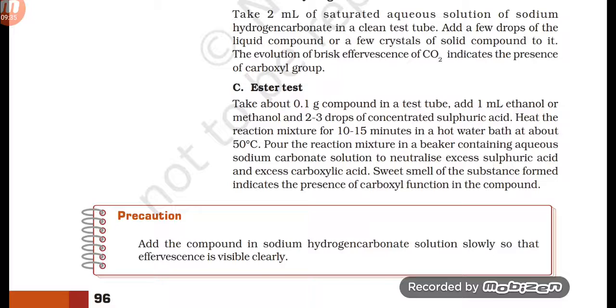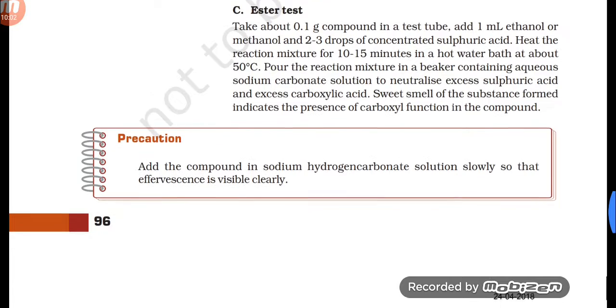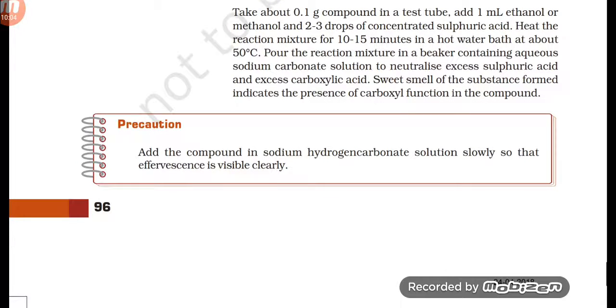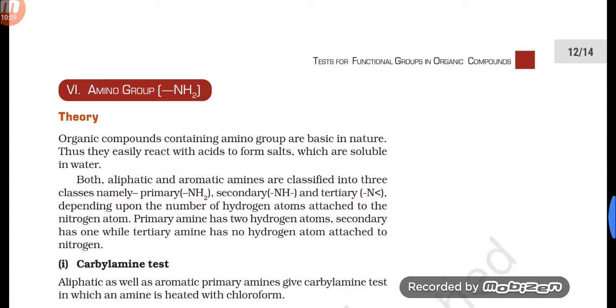Now, the ester test. Take about 0.1 gram compound in a test tube and add 1 ml ethanol or methanol and 2-3 drops of conc H2SO4. Heat the reaction mixture for 10 to 15 minutes in a hot water bath at about 50 degrees Celsius, and now pour the reaction mixture in a beaker containing aqueous sodium carbonate solution to neutralize excess sulfuric acid and excess carboxylic acid. Sweet smell of the substance formed indicates the presence of a carboxyl functional group in the compound. Now, what are the precautions? Add the compound in sodium hydrogen carbonate solution slowly so that the effervescence is visible clearly.